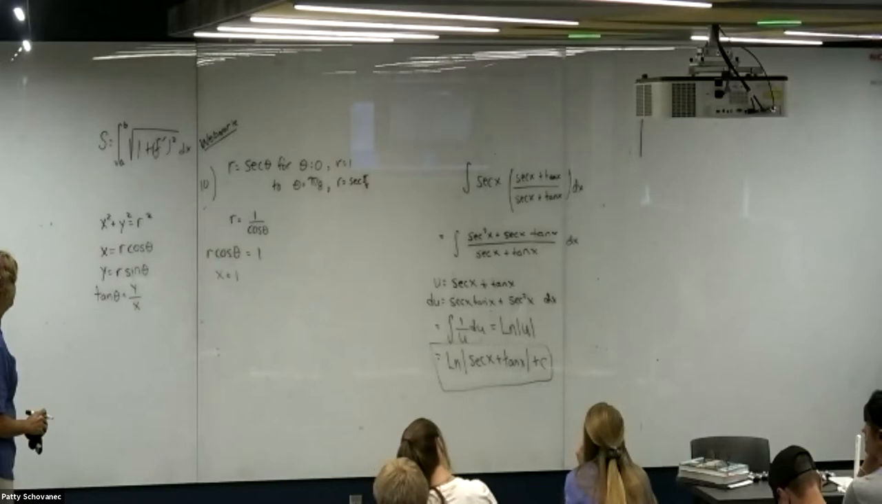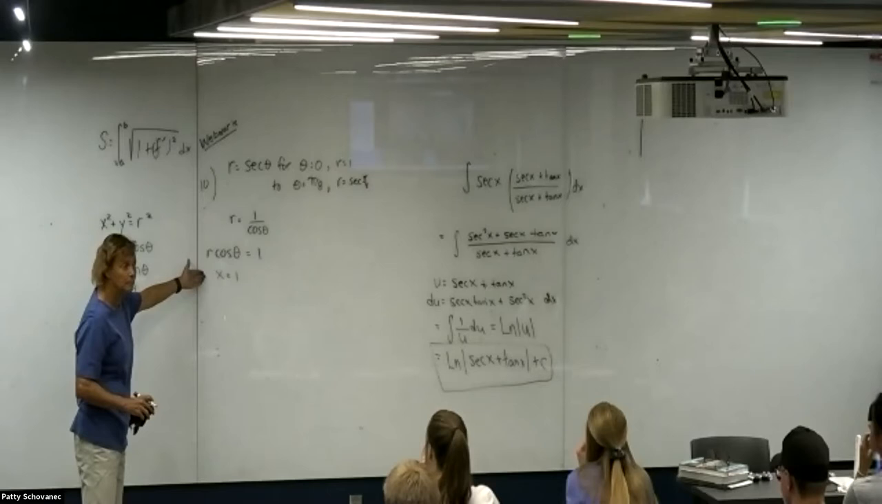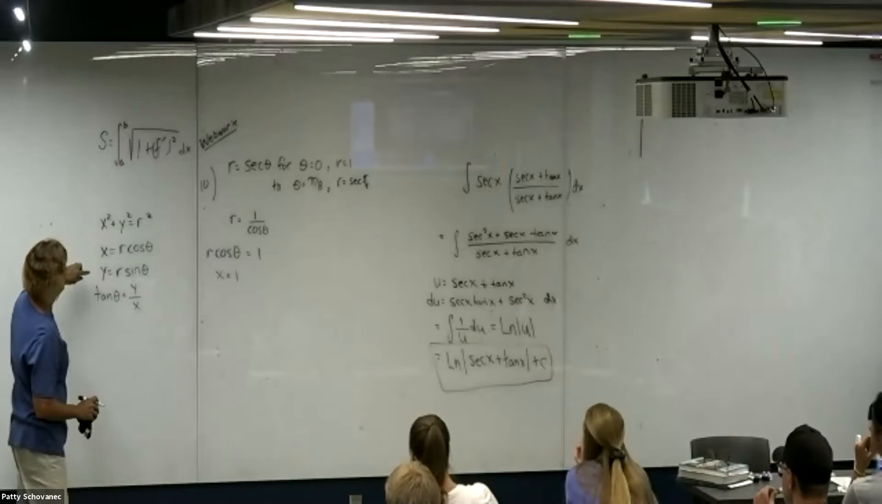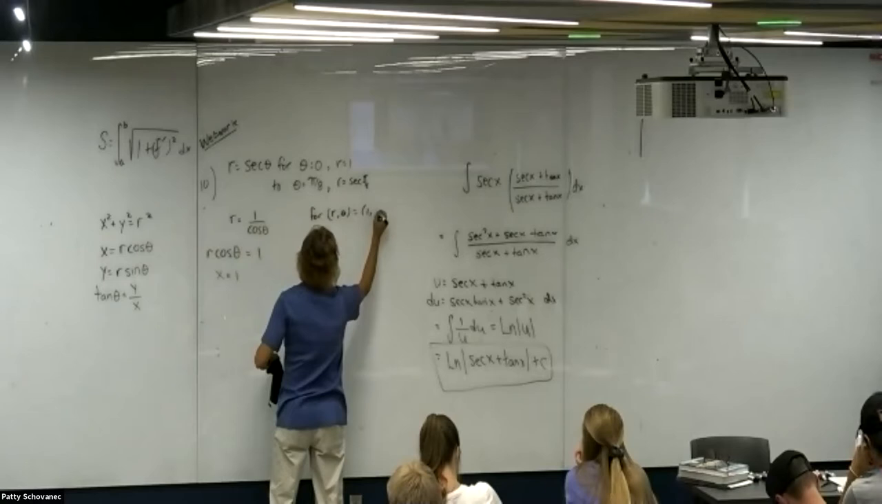So let's find out. I know what x is going to be. x is always going to be 1, right? Because that's the line, x is 1. That's a vertical line. So what we need are the y coordinates that go with those. So let's go here and get the y coordinates for each of those. So for this point, r theta equal to 1, 0, we know x is 1.